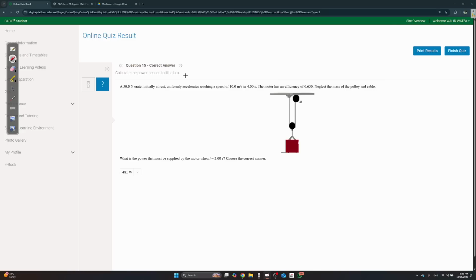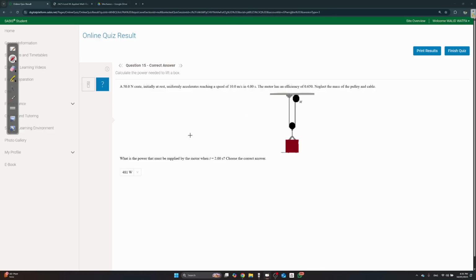A 50 Newton crate initially at rest uniformly accelerates, reaching a speed of 10 meters per second in 4 seconds. The motor has an efficiency of 0.65. So again, we have another question that involves the efficiency of the motor. What is the power that must be supplied when t equals 2 seconds?